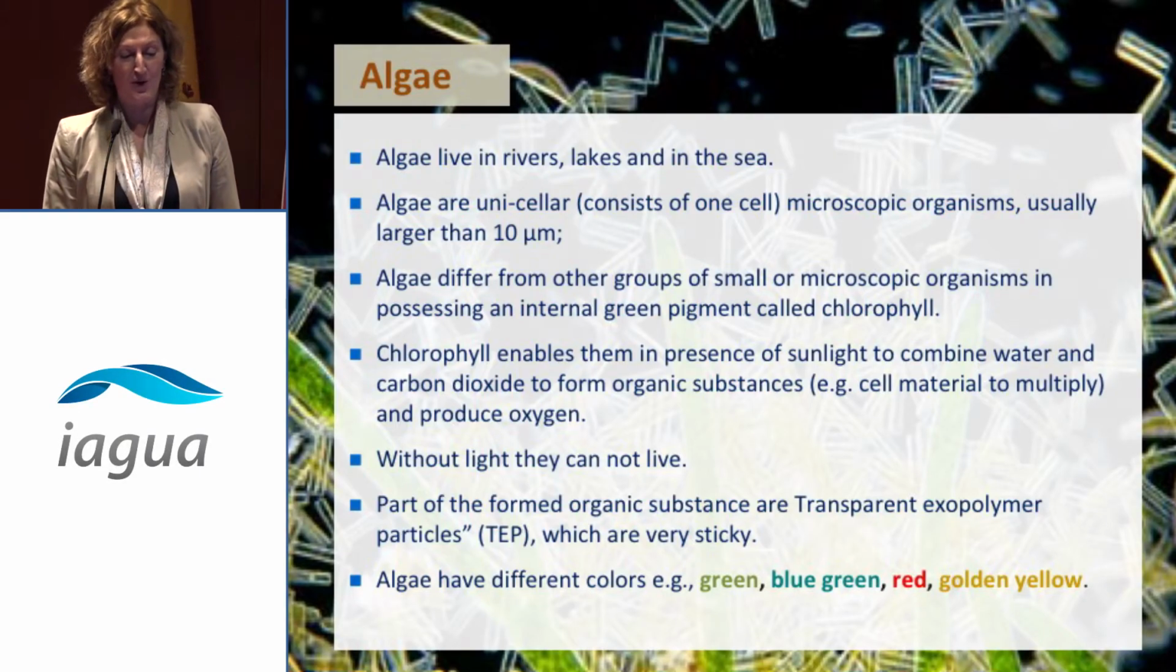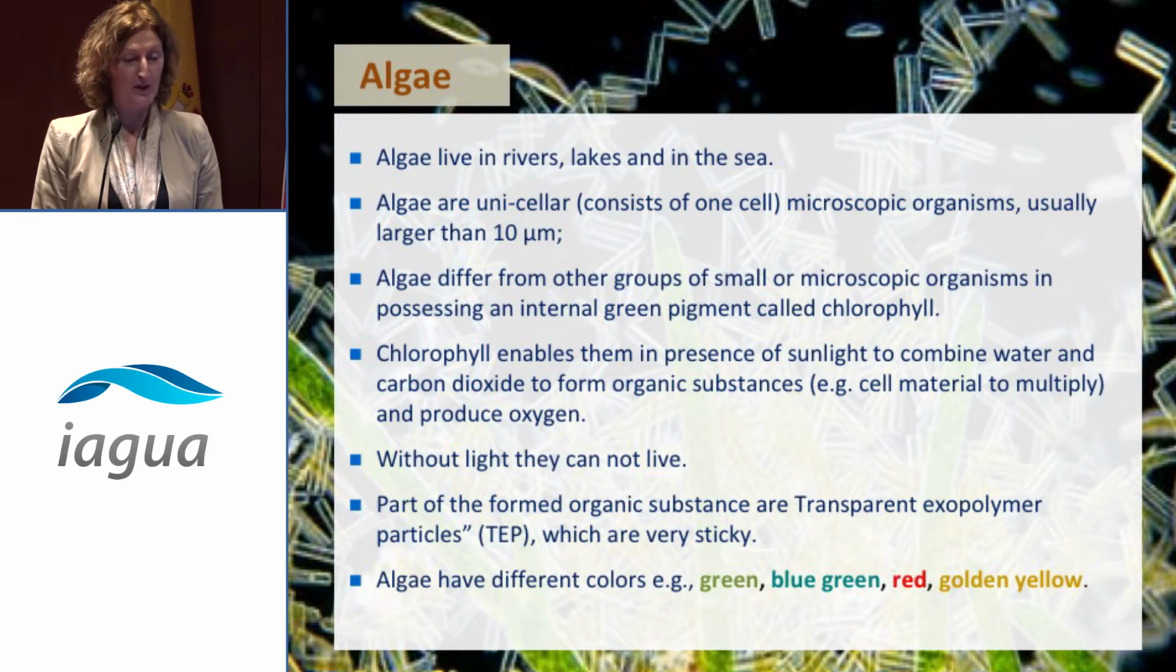Now, the presentation is all about algae. And as we know, algae live in rivers, lakes, but also in seawater. They're unicellular, microscopic microorganisms, and they're very small, somewhere between 2 and 2,000 micrometers. They differ from other groups of small microorganisms in that they contain an internal pigment called chlorophyll. And this chlorophyll allows them to combine water and carbon dioxide and produce organic substances. In fact, they produce their own cell walls. So without the light, they cannot reproduce and grow.